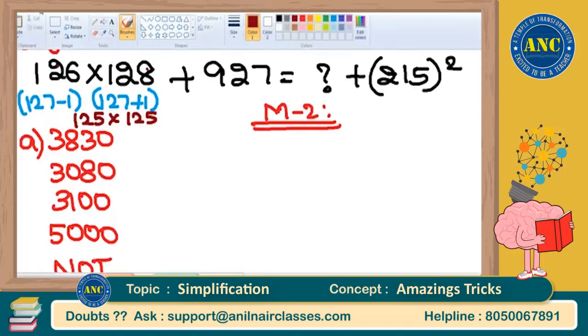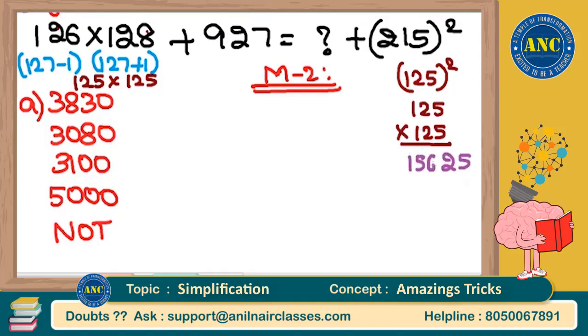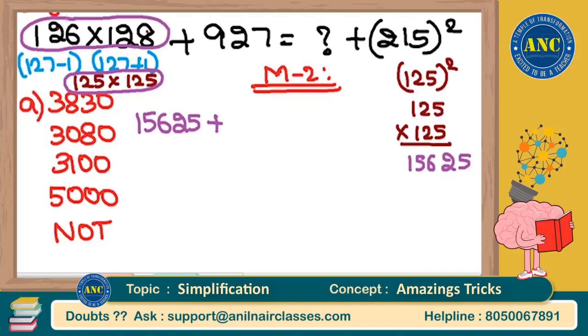If I make both of them 125 and 125, 125 whole square, how much is it? I taught you how to find the square when the numbers end with 5. 5 square is 25. 12 into 13 is 156. So if it is 125 into 125, my answer is somewhere in the range of 15,625. But this is 126 into 128. That's okay, sir. Slightly greater than 15,000.